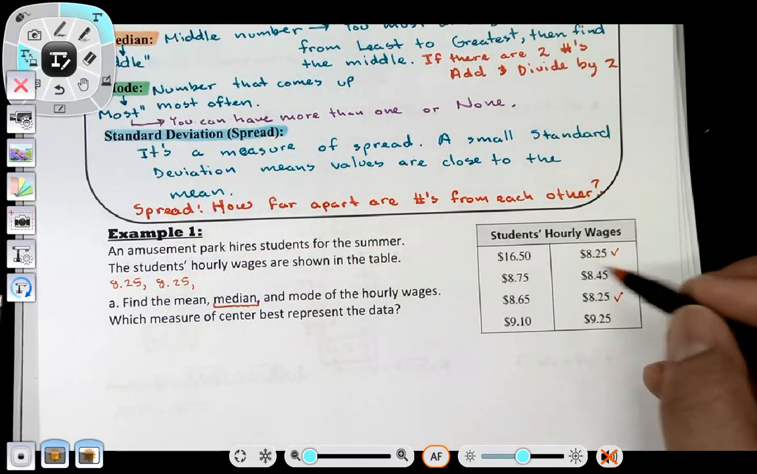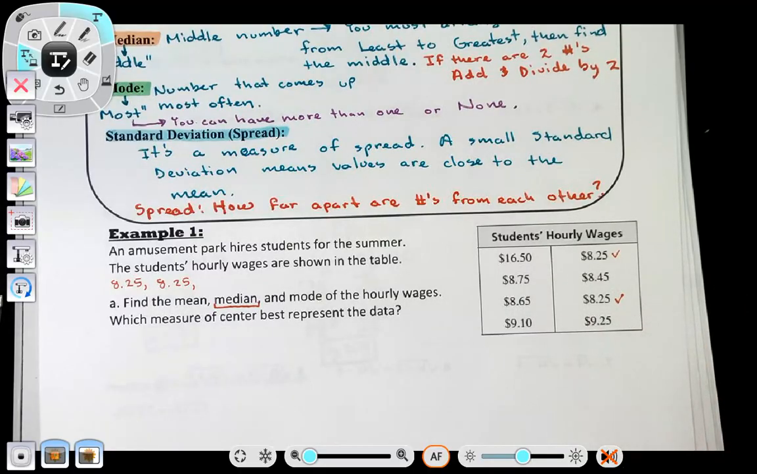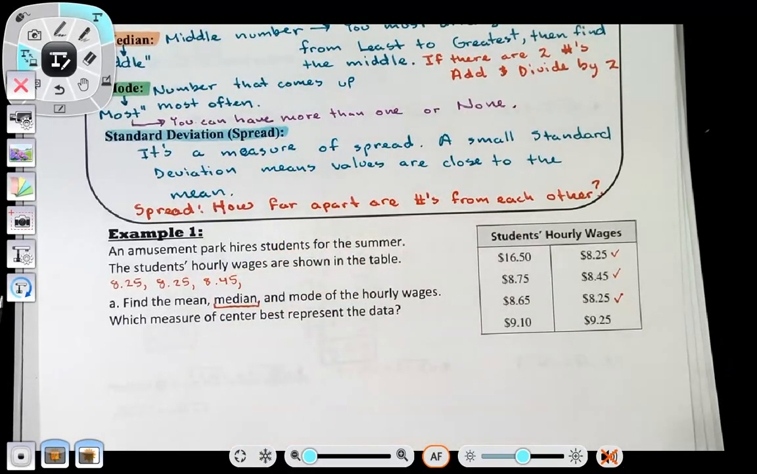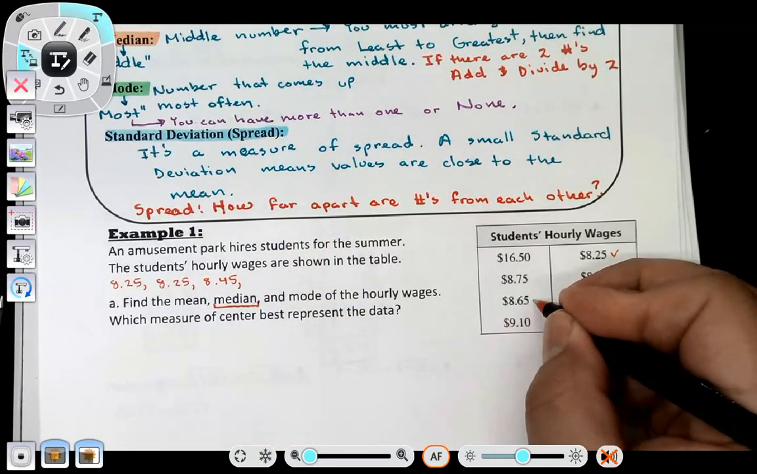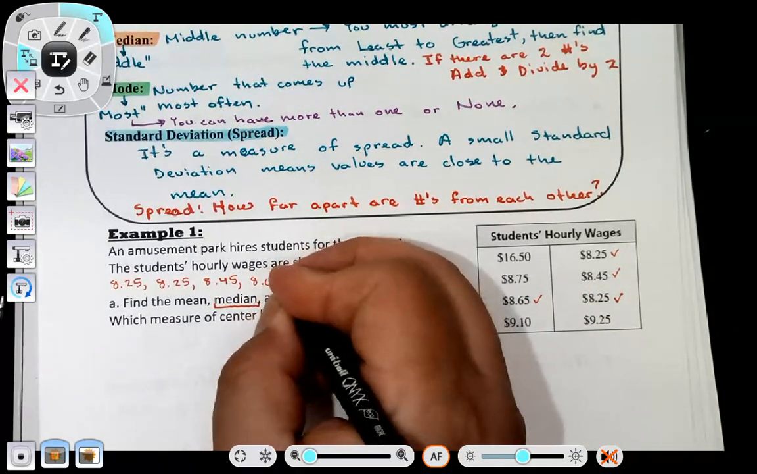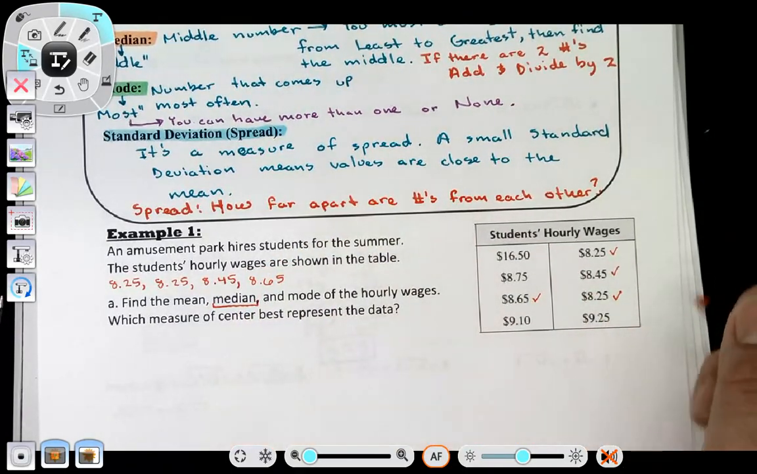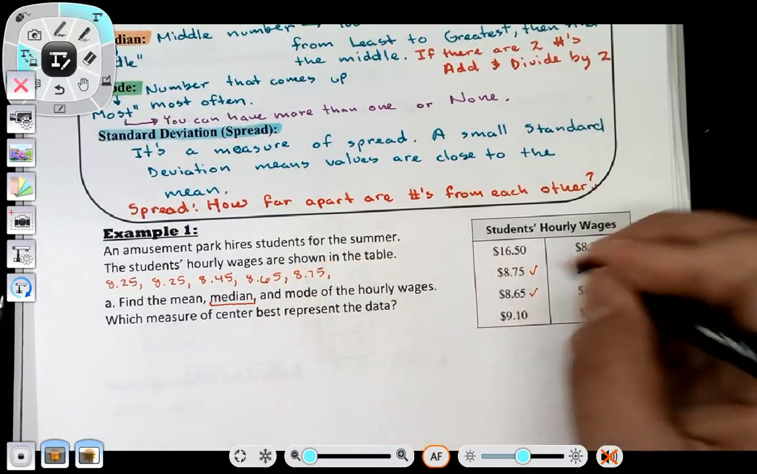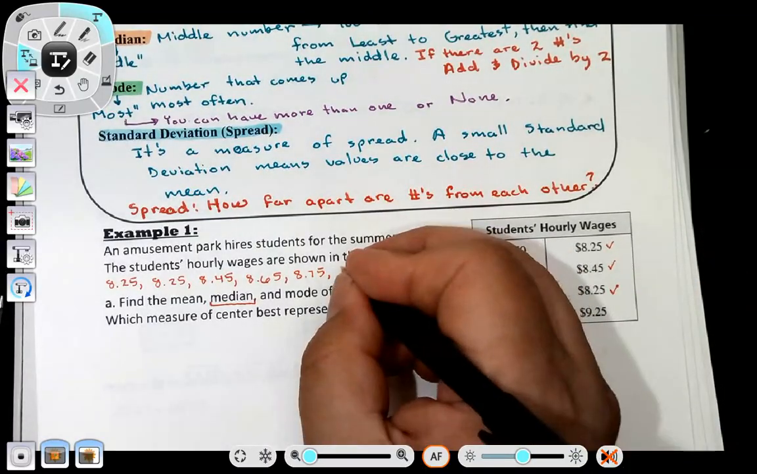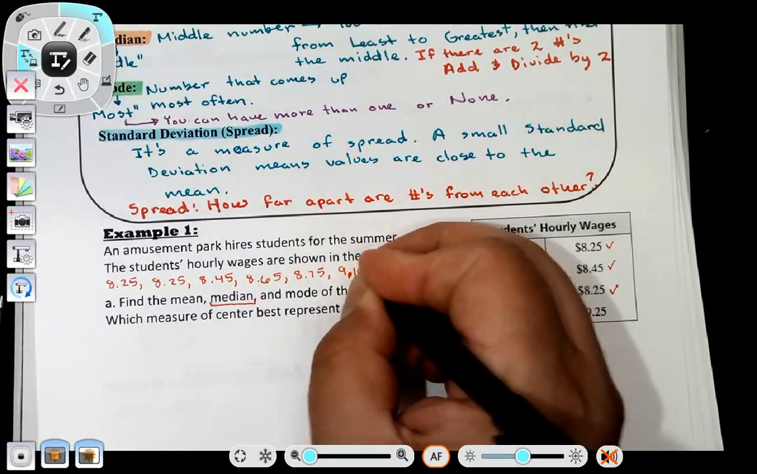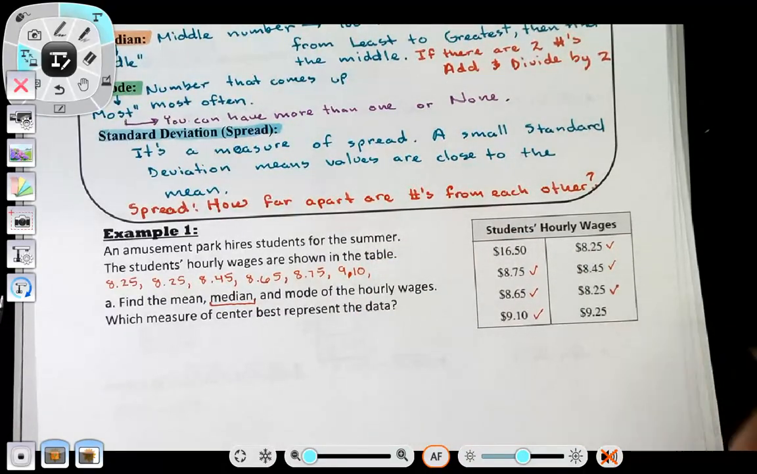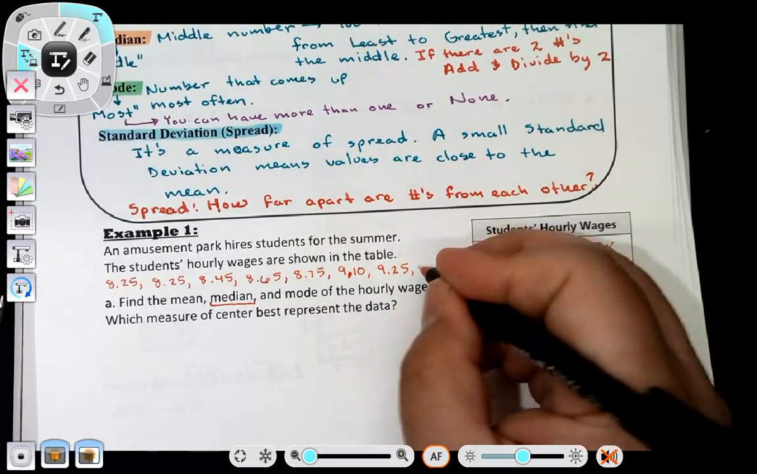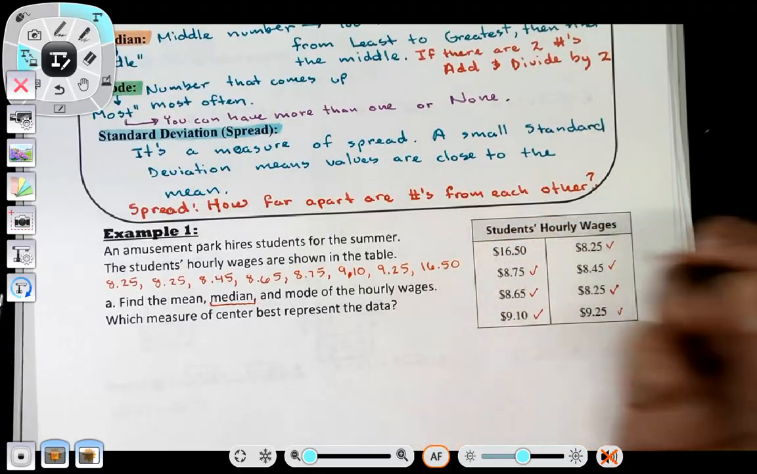All right, what's next after 8.25? 8.45, that sounds good. And there's only one of them. All right, after 8.45, it looks like 8.65 would be next. 8.75 would be next. They're making 10 cents more here. 9.10 would be next. So 9.10. 9.25. Someone's making 9.25 an hour. And then someone's making $16.50. That's a lot more than anybody else.